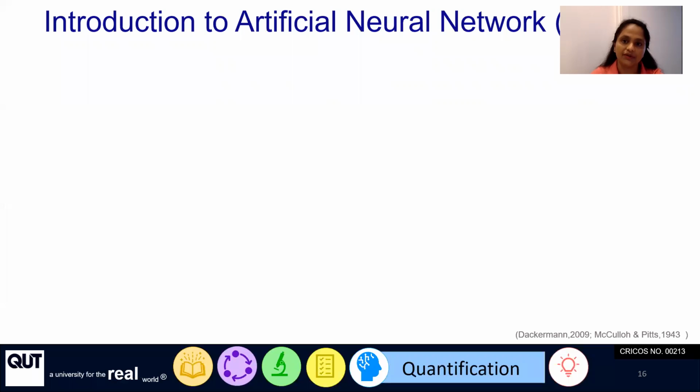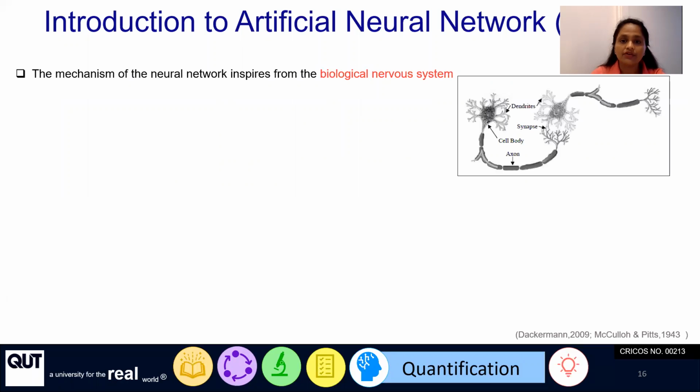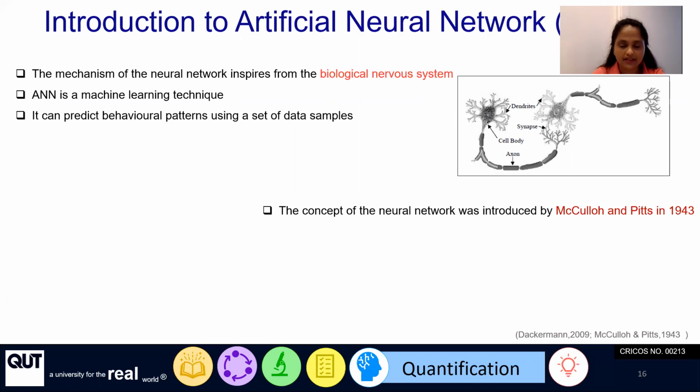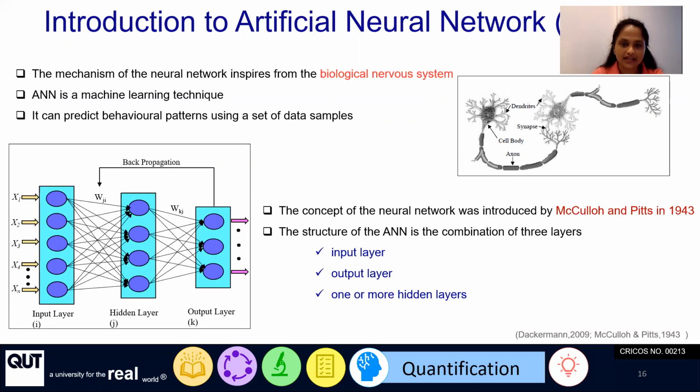Let's talk about the artificial neural network. The mechanism of the neural network is inspired by the biological nerve system, as shown in this. The artificial neural network is a machine learning technique. It can predict behavior patterns using a set of data samples. The concept of the neural network was introduced by McCulloch and Pitts. As you can see, the structure of an ANN is a combination of an input layer, an output layer, and one or more hidden layers. Each layer has a number of processing units called neurons.